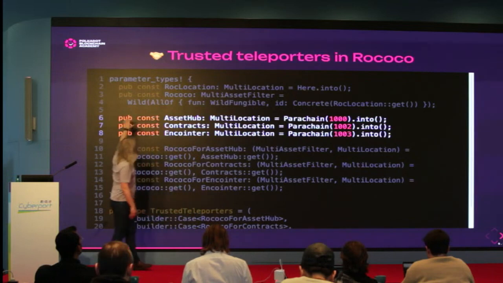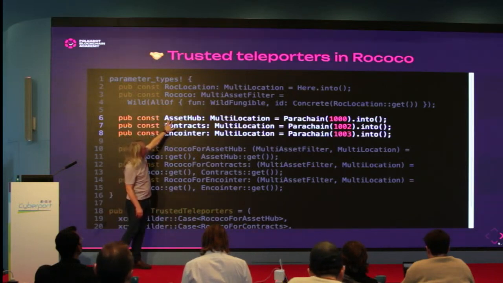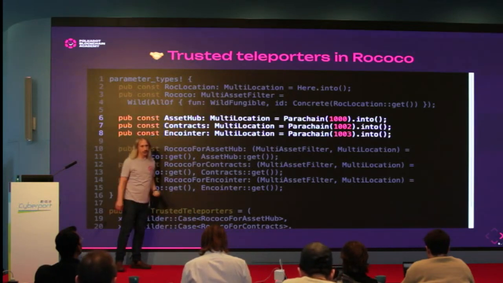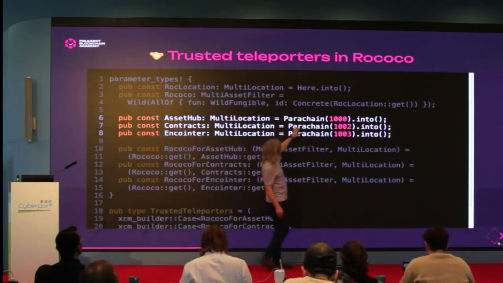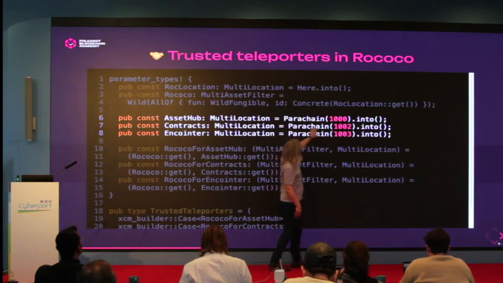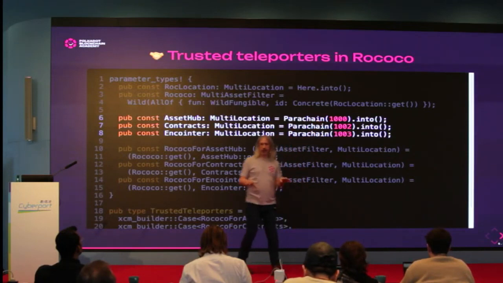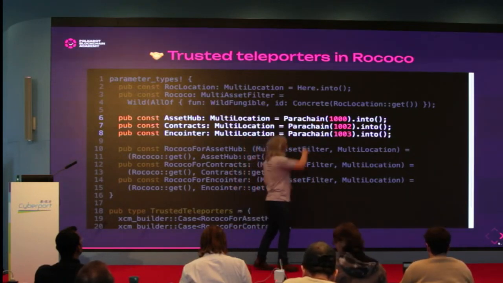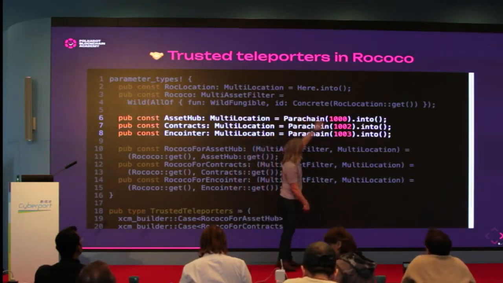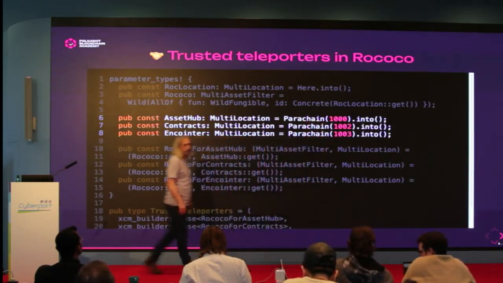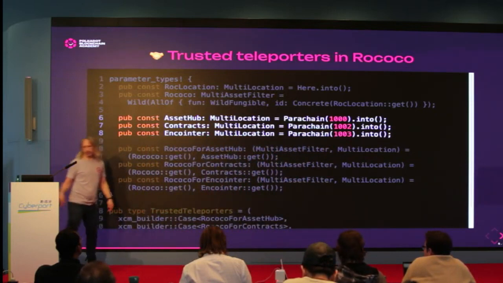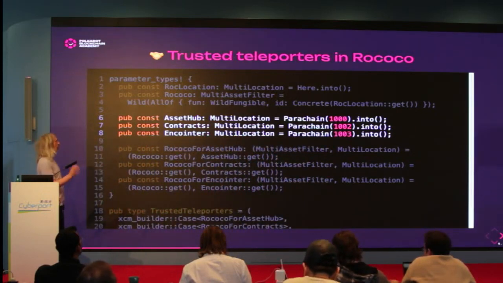Okay, so now we're going to identify three parachains: the asset hub, the contracts chain, and the Encointer common good chain. Very simple. The child parachain, so there's no need to go up a parent or anything, right? We're just going down. So parachain 1000, parachain 1002, parachain 1003. Those are our three system chains. Or rather, they are actually our three trusted teleporters. They're kind of system chains.